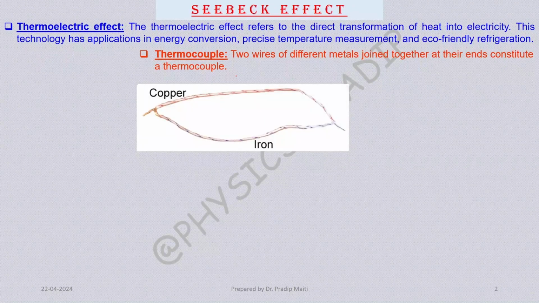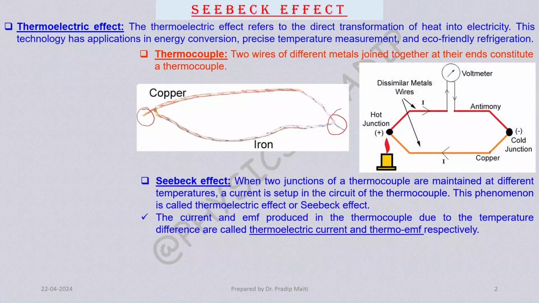The thermocouple: two wires of different metals joined together at their ends constitute a thermocouple. Here is a copper wire and an iron wire, and they are joined at their two ends and they form a thermocouple. Now the Seebeck effect. When two junctions of a thermocouple are maintained at different temperatures, a current is set up in the circuit of the thermocouple. This phenomenon is called thermoelectric effect or Seebeck effect.